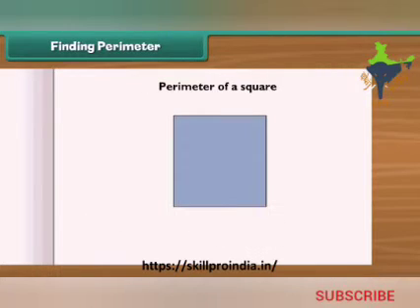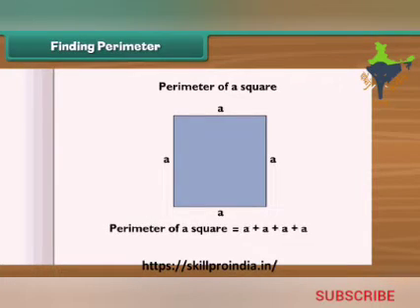Perimeter of a square. Square, you may recall, is a special rectangle whose length and breadth are equal. If A is the length of one side of a square, then its perimeter is equal to A plus A plus A plus A, which is equal to 4 into A.